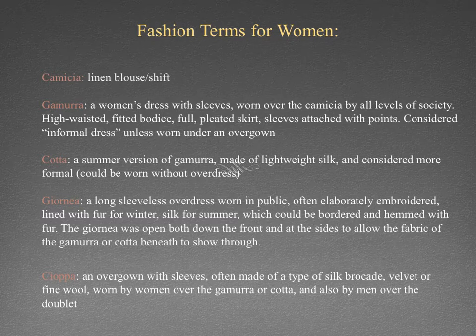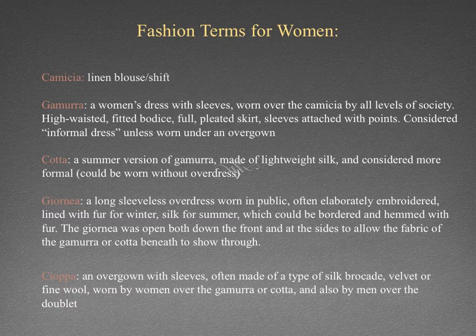So let's talk about those. A cotta is the lightweight, summer version of a gamura. So it's going to be made out of lighter silk. And if you're wearing a cotta, because it's this fancier fabric, you might be considered fully dressed, even if you don't have the overdress over that. I know, it's confusing. Lots of rules.